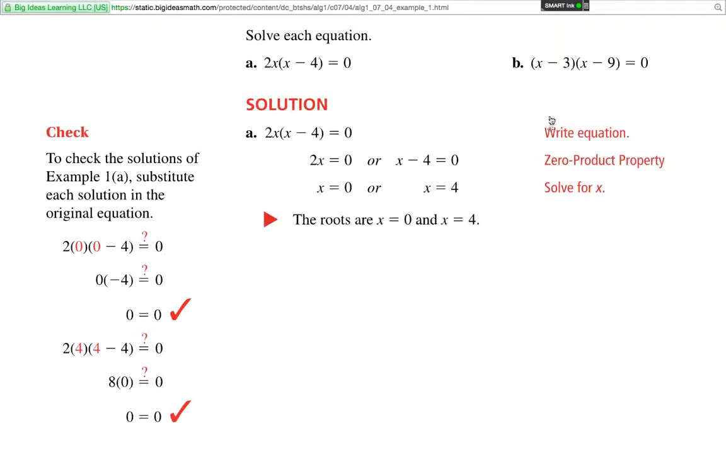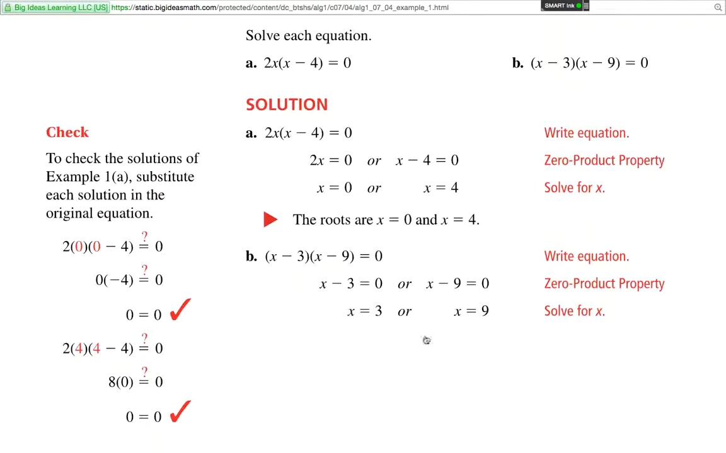On letter B, you're going to do the exact same thing. With x minus 3 and the other factor being a product of each other, we set one equal to 0 and then set the other equal to 0. So when does x minus 3 equal 0? Add 3 to both sides, it gives you 3. Add 9 to both sides, you get 9. Again, we plug them back into the original and make sure they work. In this case, it works again. All right, close that one out.